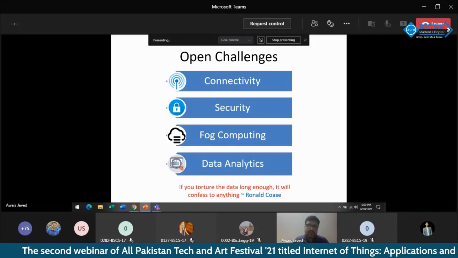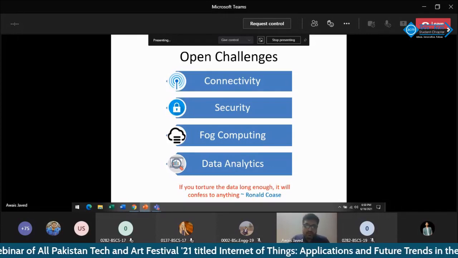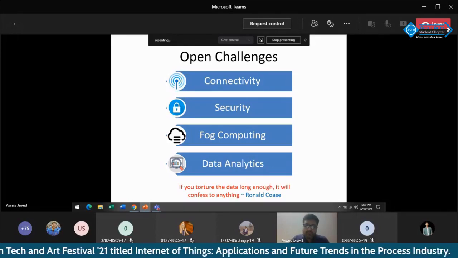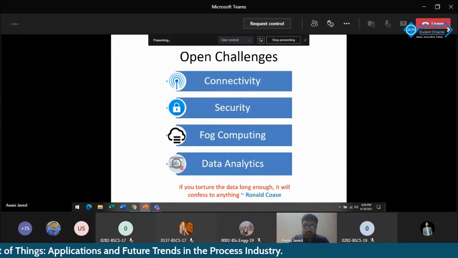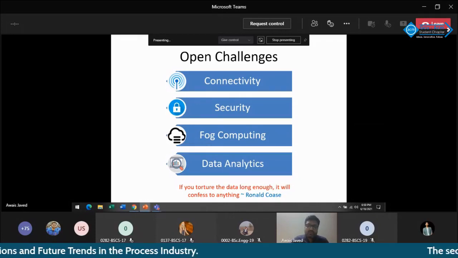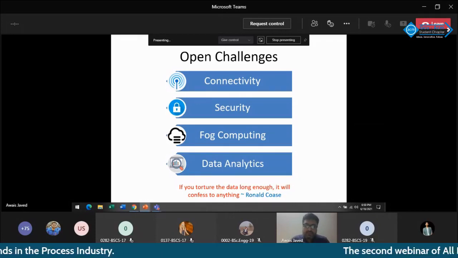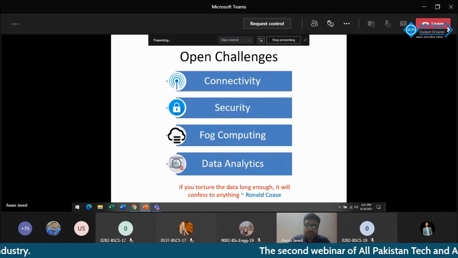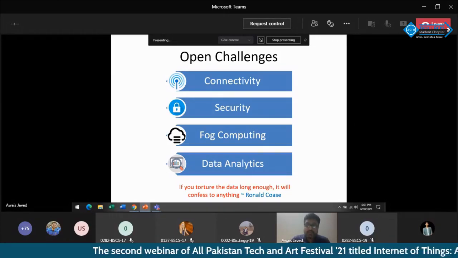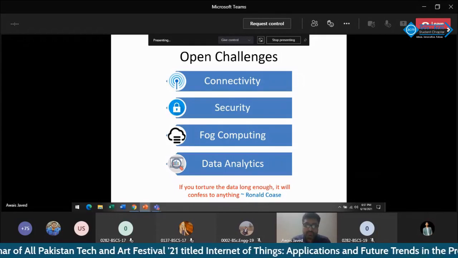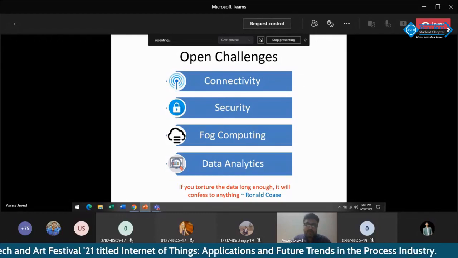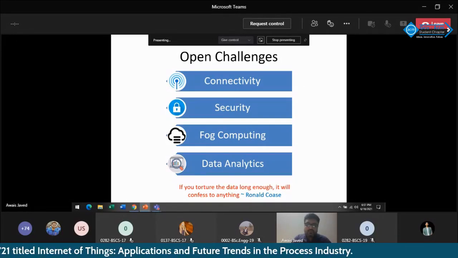So I'll end my talk on a small quote from a British economist, Nobel Prize winner Ronald Coase. He said that if you torture the data long enough, it will confess to anything. So the goal is not to torture the data, but to analyze it properly and gain some useful insights that can actually improve the processes. So here I end my talk, and the floor is now open for questions. Thank you.